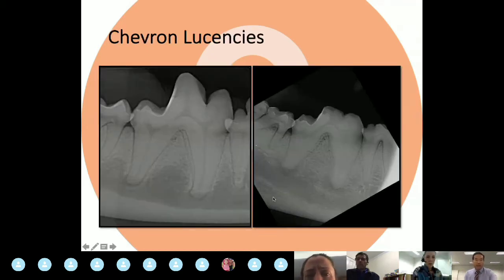Okay. So this is another example. On the left of the screen, we have a normal mandibular first molar. In this case, it's the right mandibular first molar. We have Chevron lucencies there as well, and they follow the existing contour of the alveolus. And on the right, we have a mandibular first molar with large periapical lucencies. And you can see that they don't follow the existing contour.